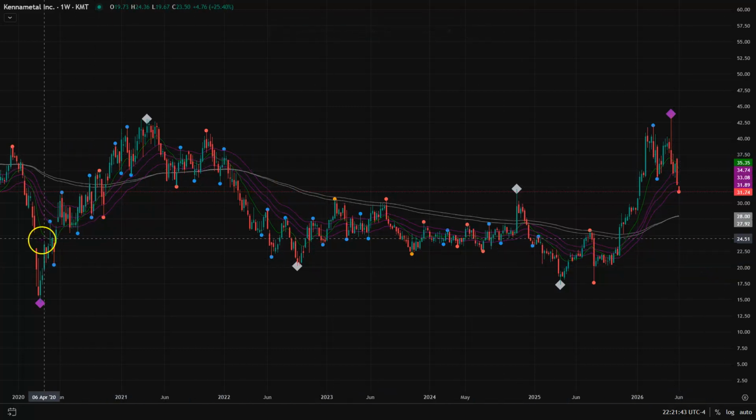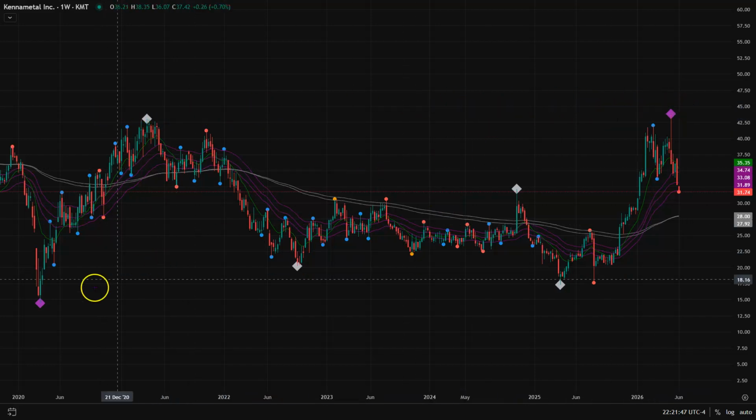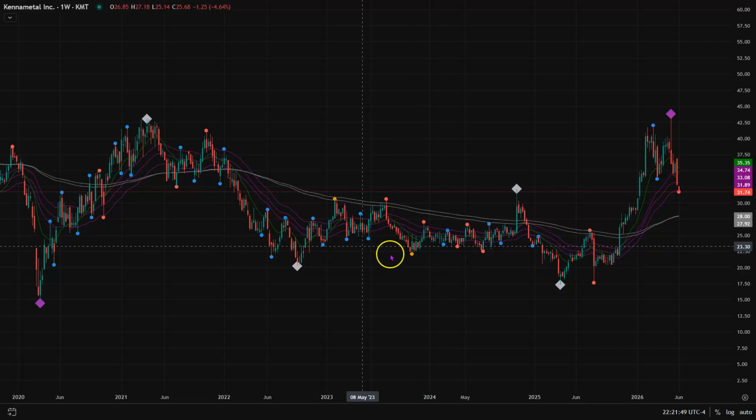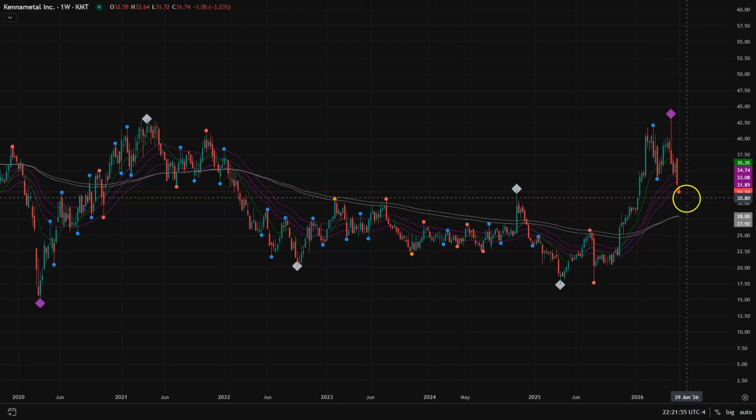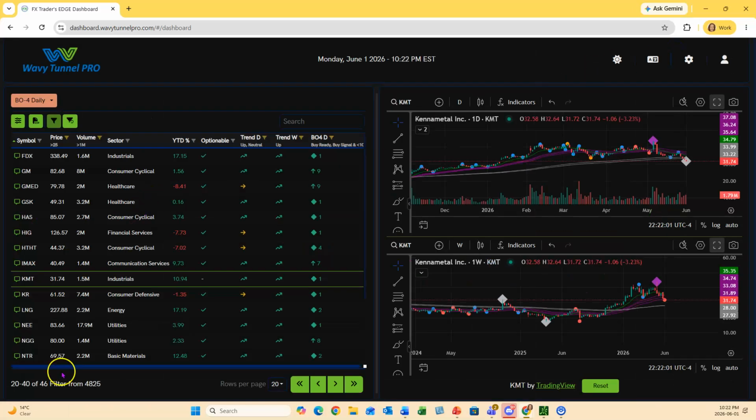Yeah, when you look at the weekly, this looks very, very sideways, doesn't it? Looks very sideways. Chop around the tunnel. I'm going to leave this one alone. Don't love it. All right, we're skipping KR.